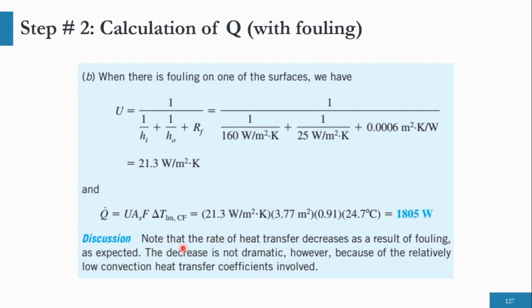If we go to the discussion, note that the rate of heat transfer decreases as a result of fouling, as expected, because fouling will hinder the heat transfer rate. But this decrease is not dramatic, because of the relatively low convection heat transfer coefficients involved. This is not true for all cases. Obviously, fouling has a significant difference in some cases, or in some cases there is a minimal effect. But even if there is small fouling or larger fouling, it will decrease the rate of heat transfer.